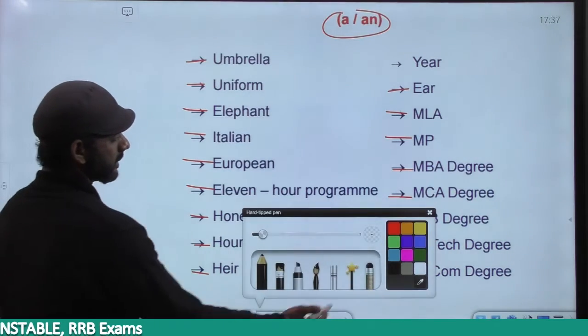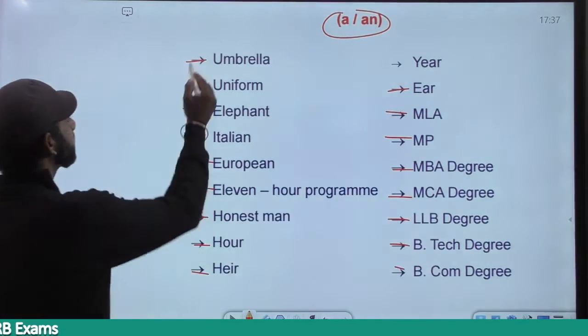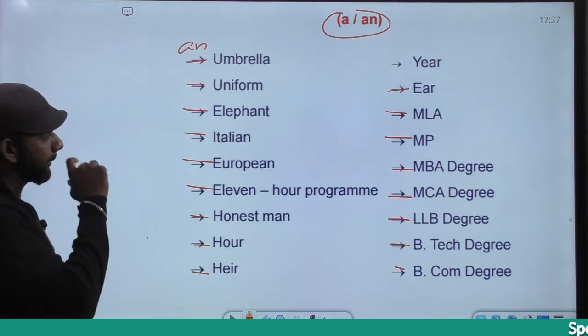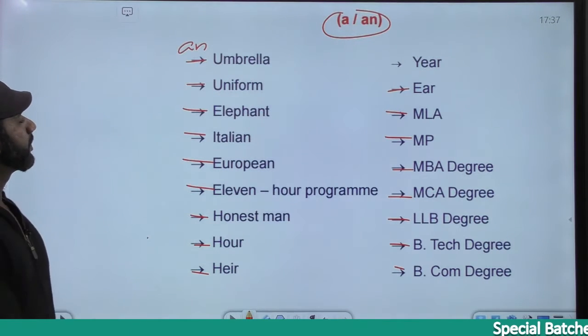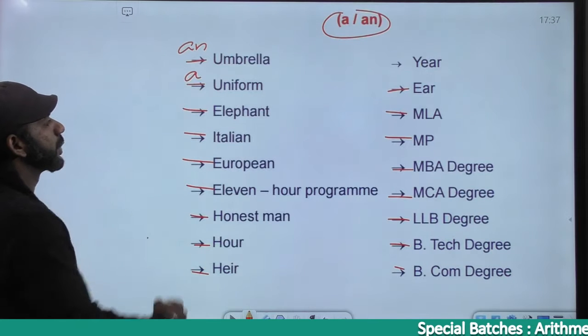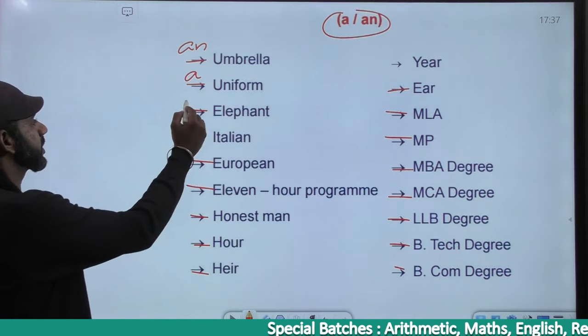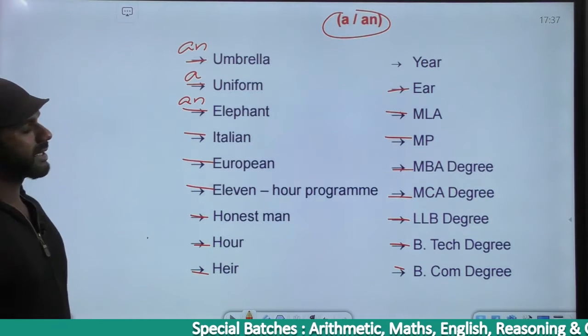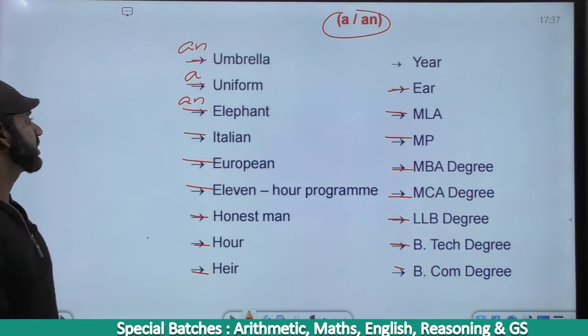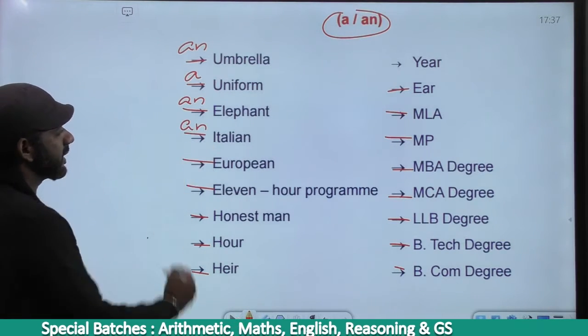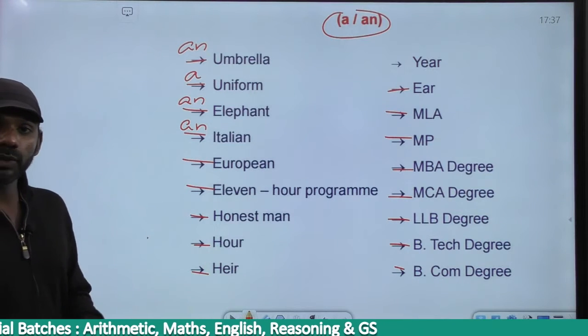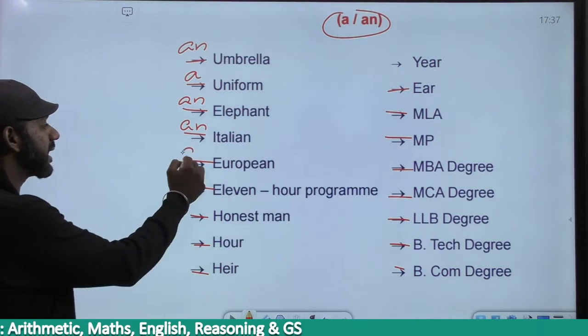Dash umbrella, I say it must be an umbrella. I'll tell you why. Dash uniform, I say a uniform. Dash elephant, I say it must be an elephant. Dash Italian, I say an Italian. Dash European, I say it must be a European.